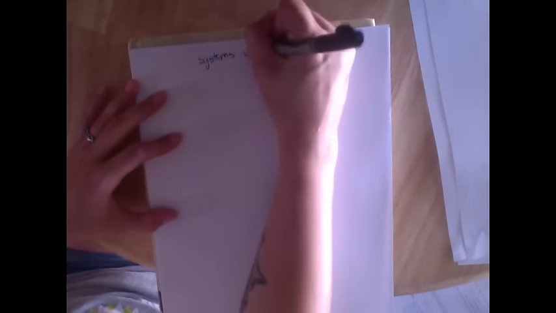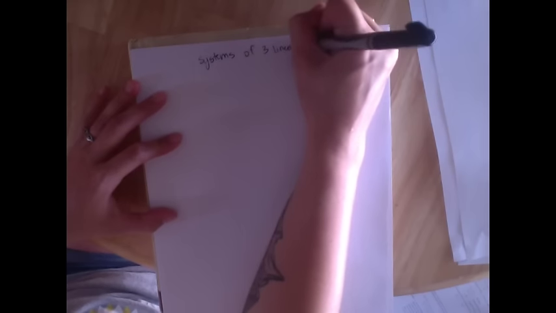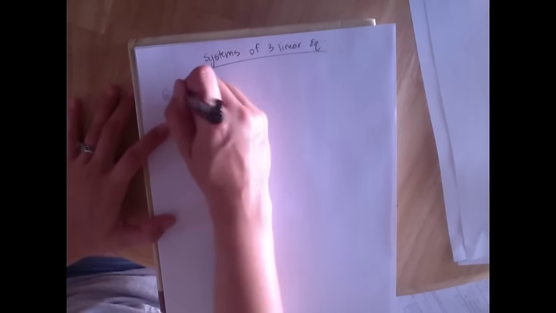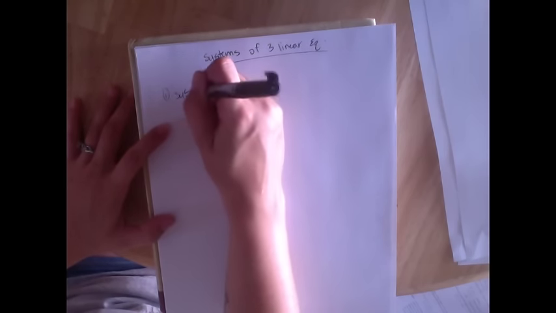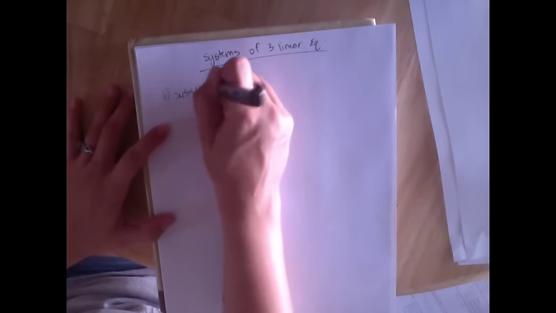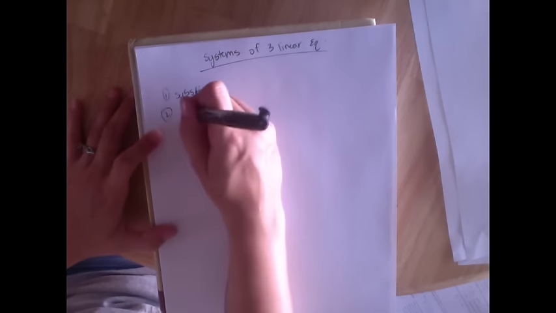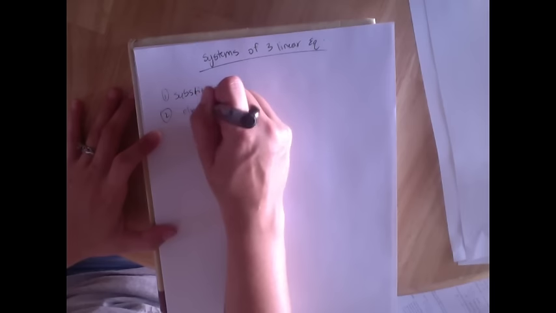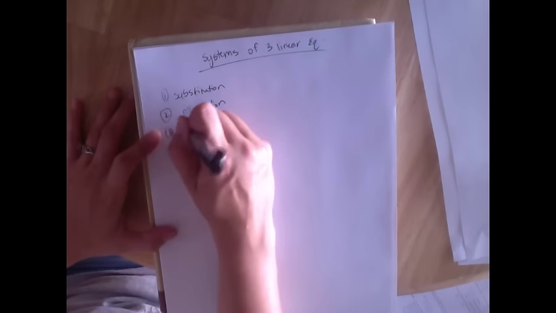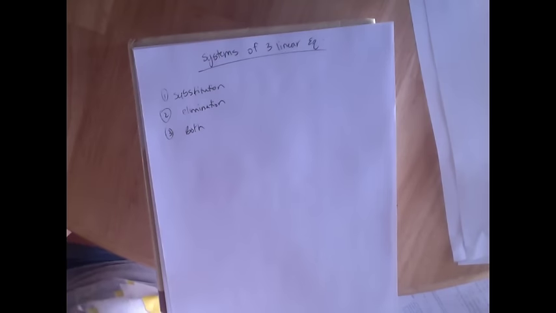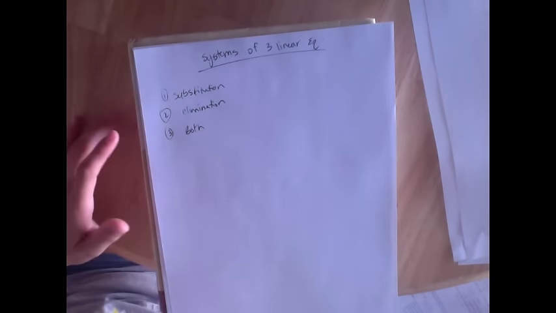Moving right along to systems of 3 linear equations. We have multiple different ways to solve these. We can use substitution. Yes, I did have to look at how to spell that. And we can also use elimination or both. Sometimes it's a both and situation. So let's do an example.